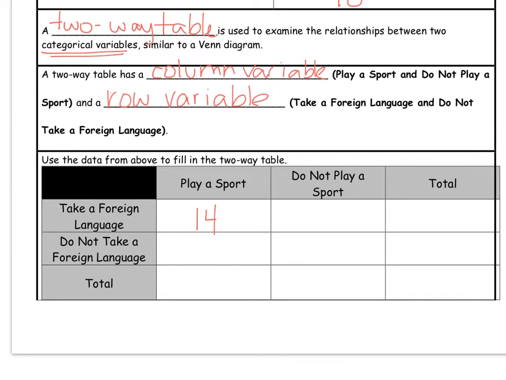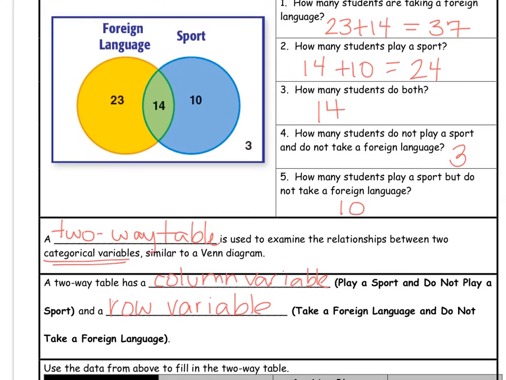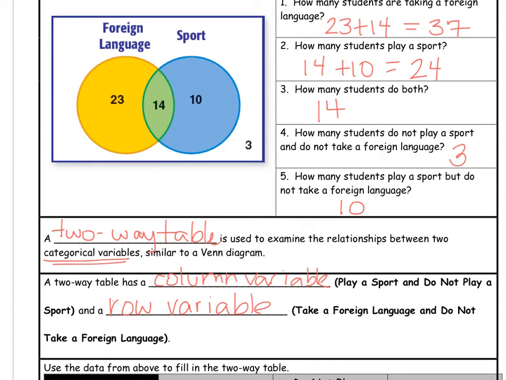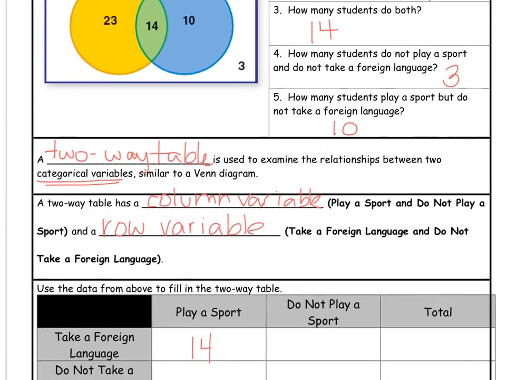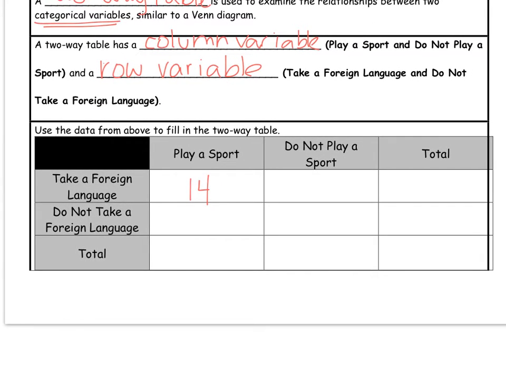Okay, underneath that, how many students play a sport but do not take a foreign language? So going back up to my Venn diagram again, we're looking for the students who play a sport but do not take a foreign language, and that's this 10 right here. So total number of students that play a sport, which is the same as number 2 above, is 24.